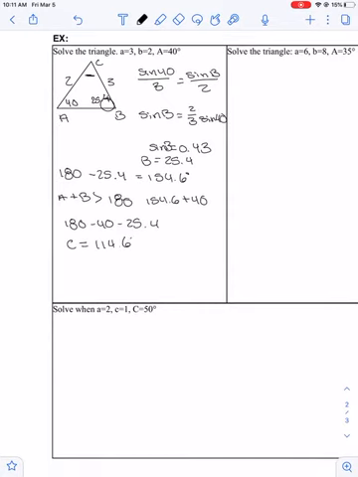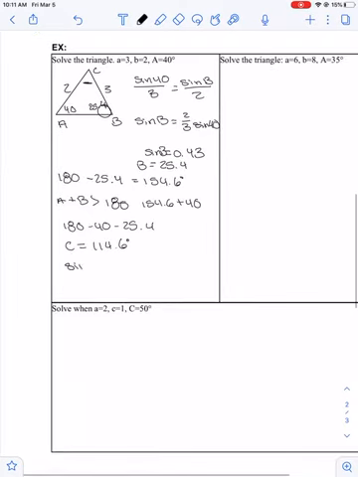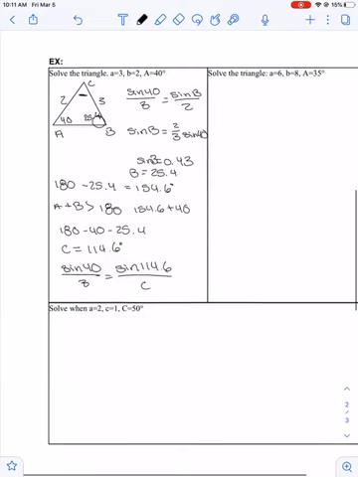Now let's solve for side C. So the sine of 40 over 3 equals the sine of 104.6 over C. I'm going to cross multiply and plug it in my calculator, and I get C equals 4.29.